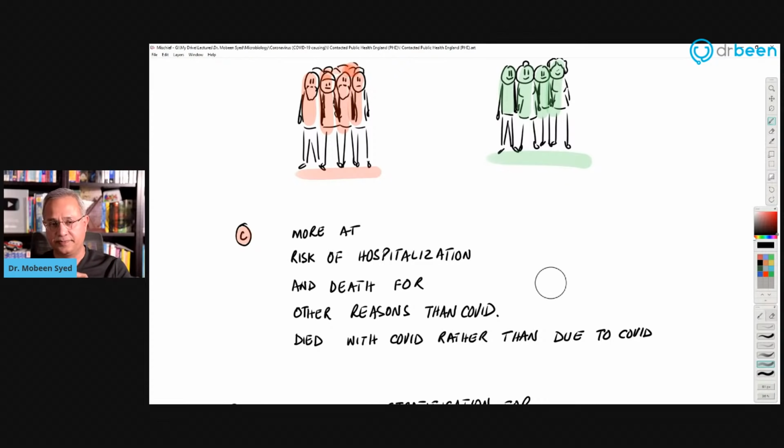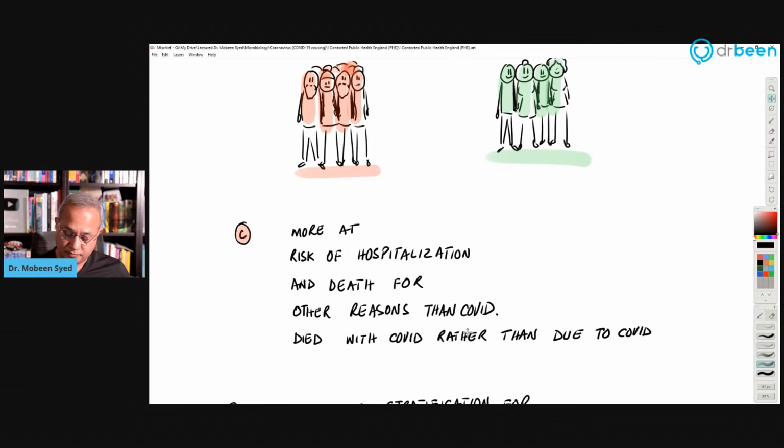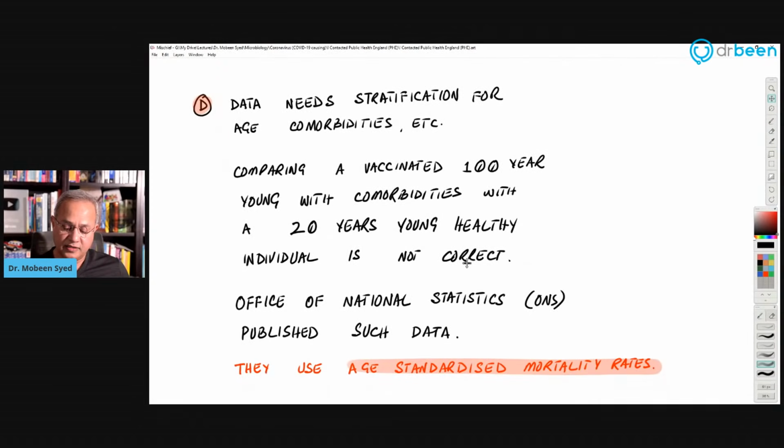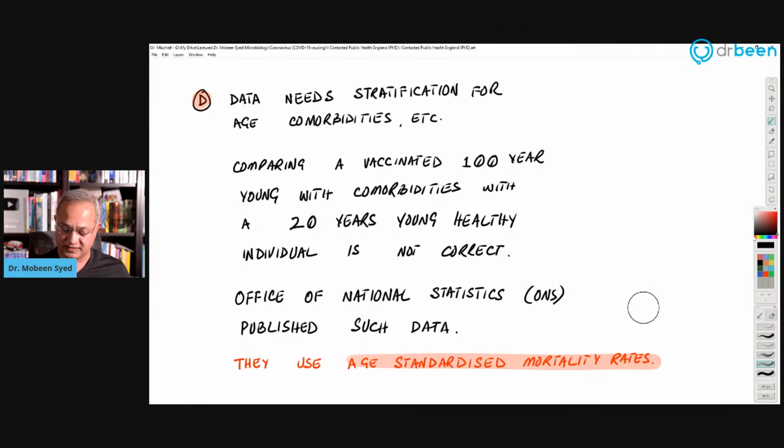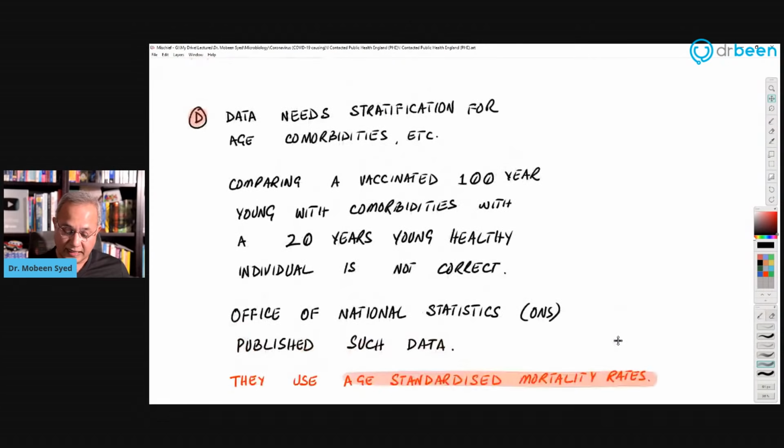Some of the data that Public Health England and the ONS had, they had actually defined breakthrough cases. They had looked at the death cases and said, out of all the deaths, what are actually because of COVID? And I believe that number was somewhere about 252. And then this point I just made before as well, data needs stratification for age, comorbidities, etc. So these are a few of my illustrations.